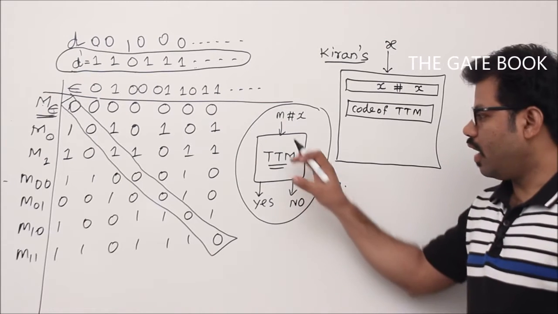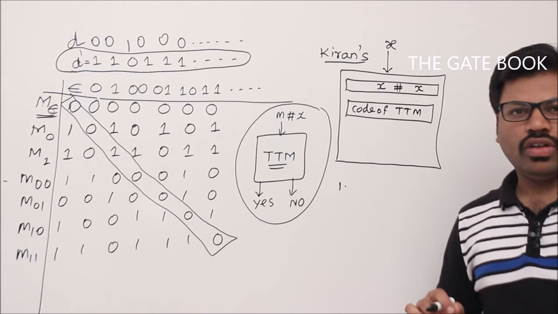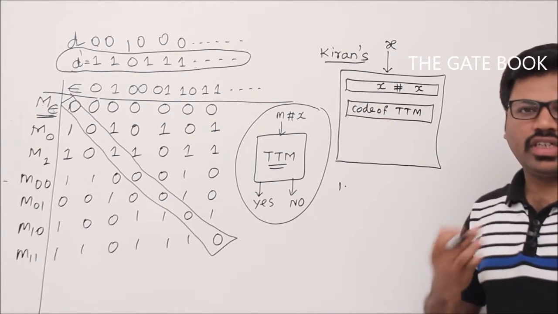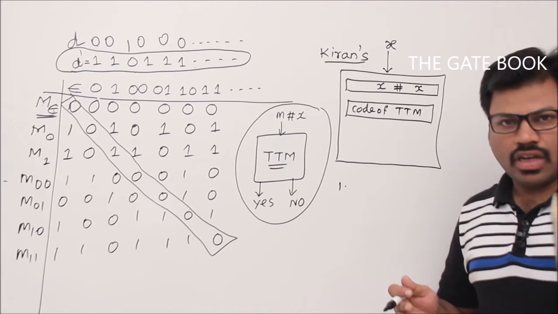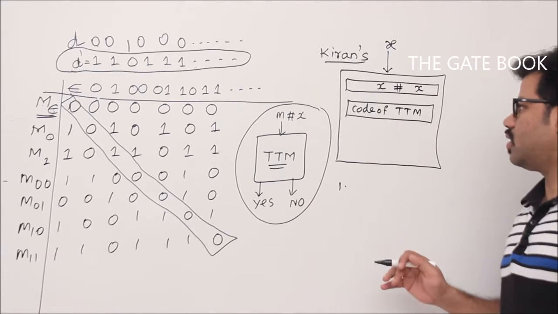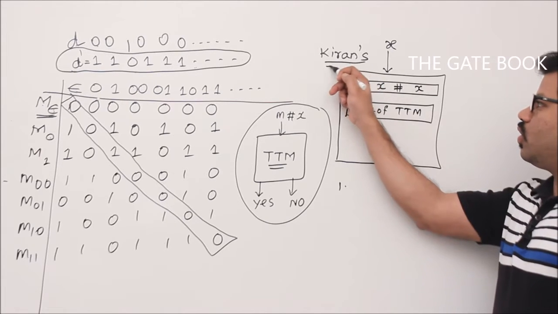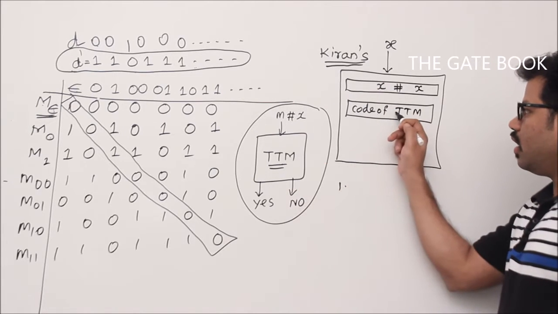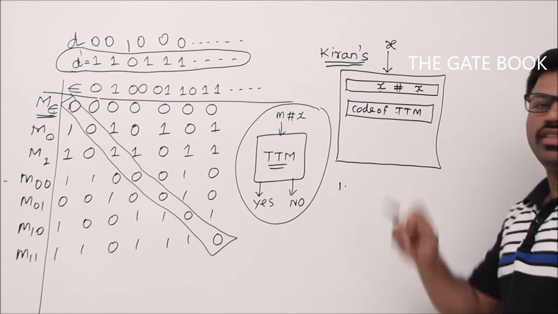Remember one thing: every Turing machine will have a code. If there is really a total Turing machine, its code can be used in another Turing machine, not a problem. We have already seen that kind of case. Now, what Kiran's Turing machine is going to do is run the code of this total Turing machine on X hash X.